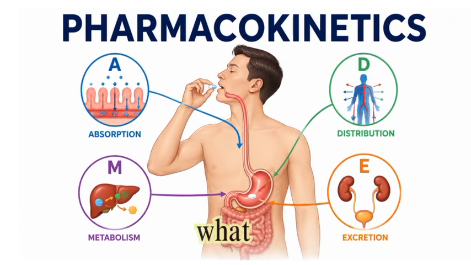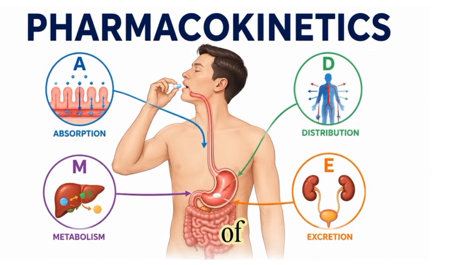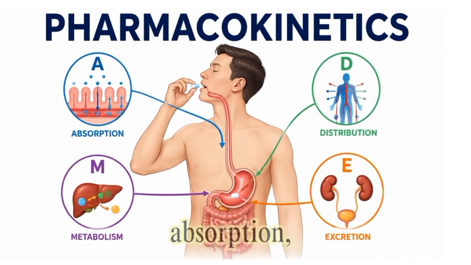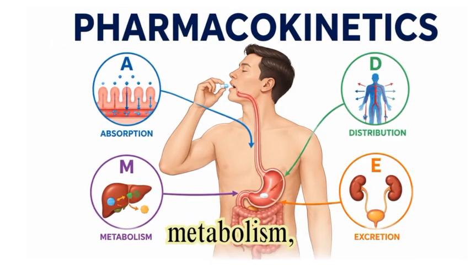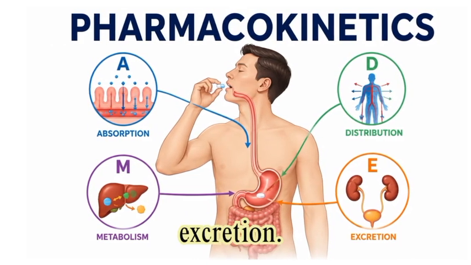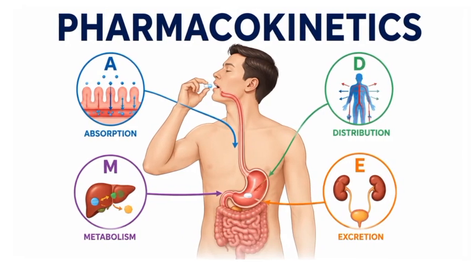Pharmacokinetics simply means what the body does to a drug. It consists of four major processes: absorption, distribution, metabolism, and excretion. Together, they are remembered as ADME.